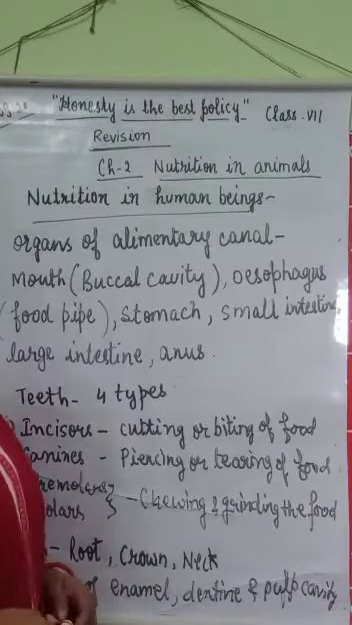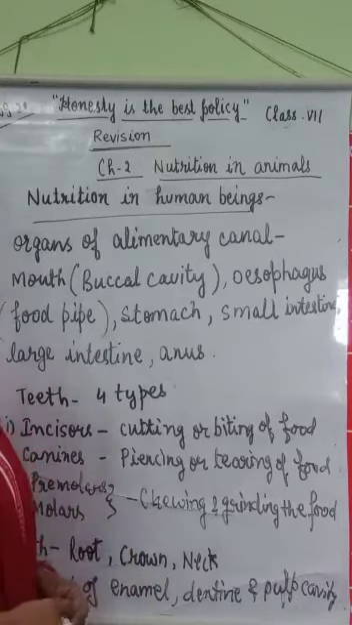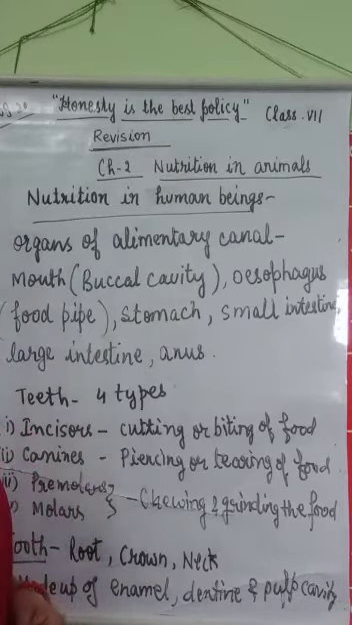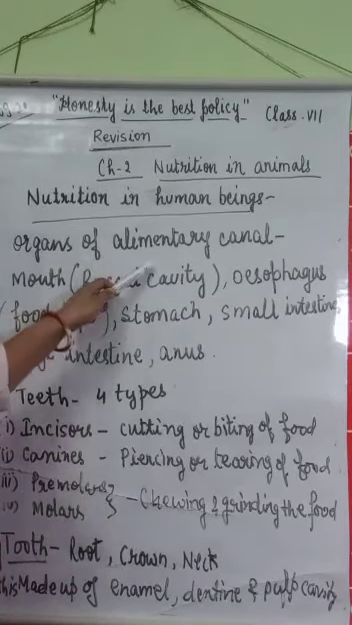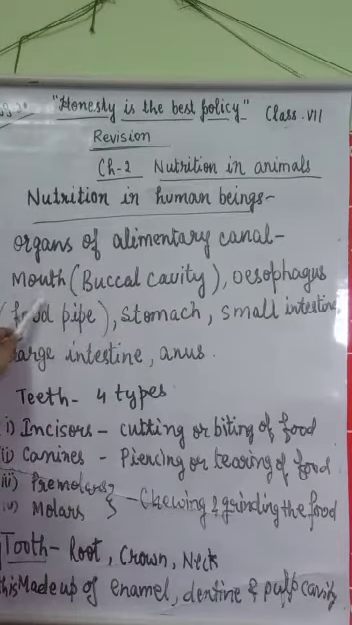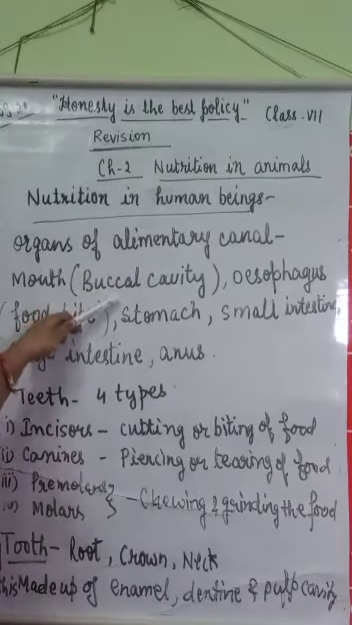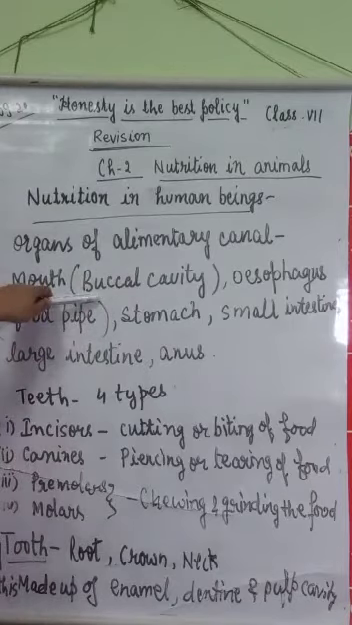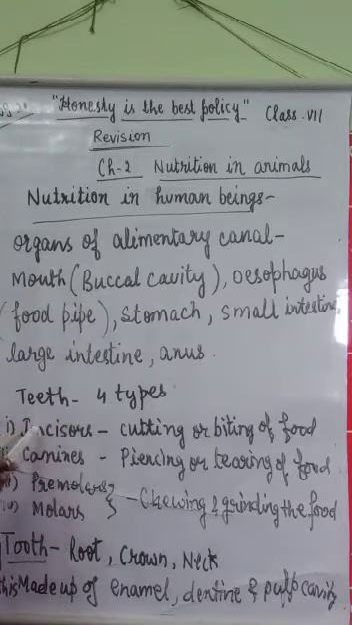The continuous canal by which food enters the body and wasted food is expelled out from the body is known as the alimentary canal. And the first organ involved in the alimentary canal is the mouth. Mouth is also known as buccal cavity, and it has organs like teeth and tongue. There are 4 types of teeth: incisors, canines, premolars and molars that are present in our mouth or buccal cavity.